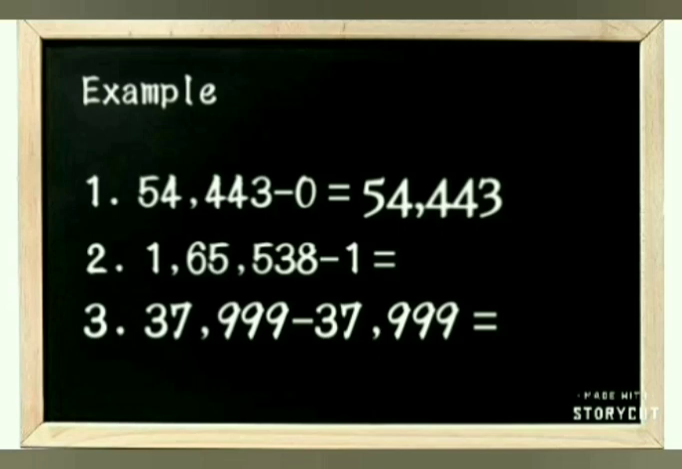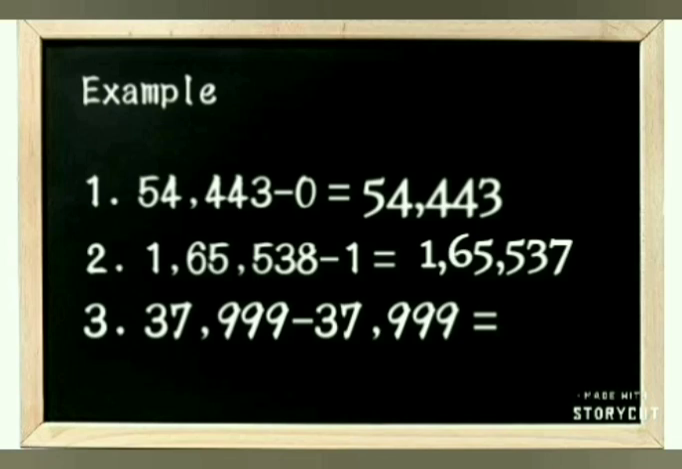Second sum, 1,65,538 minus 1. So according to the property of 1, when you subtract 1 from any number, you will get the predecessor of the number as the answer. So the answer is 1,65,537.